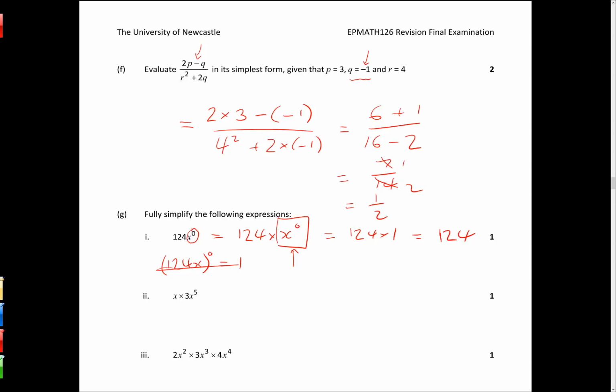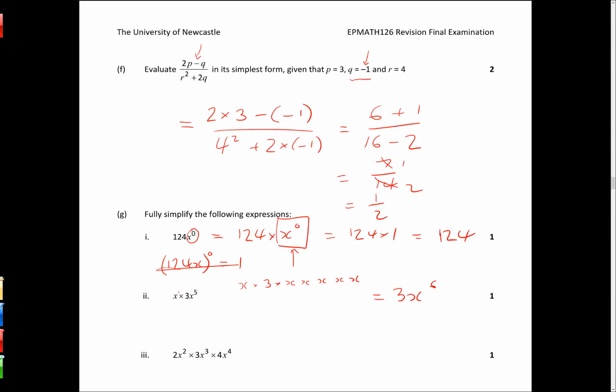Next one is x times 3x to the 5. In my head, I wouldn't normally write it out, but that to me means x times 3 times x, x, x, x, x. I can see they're all times. What's x, x, x, x, x times x? It's becoming x to the 6. The 3 is still there. It's 3x to the 6.